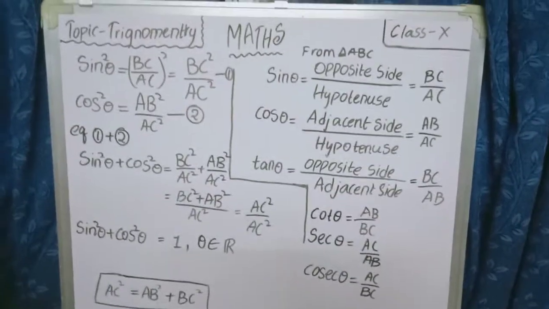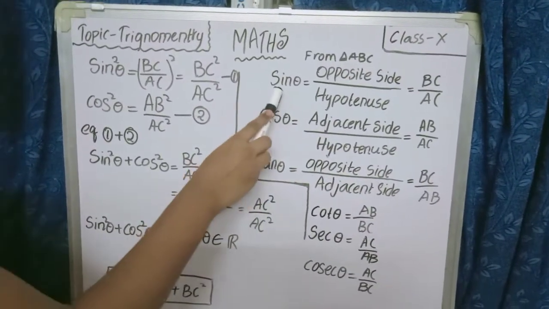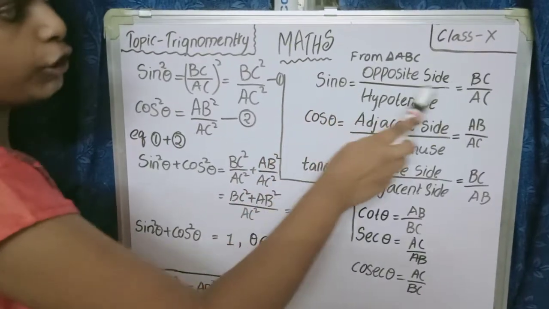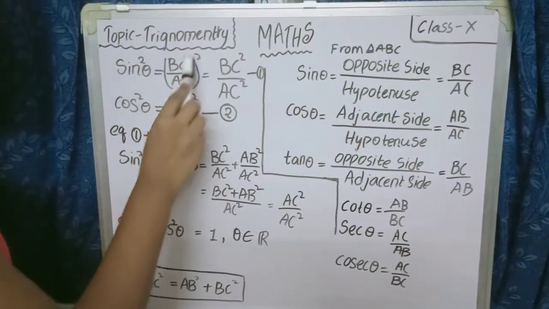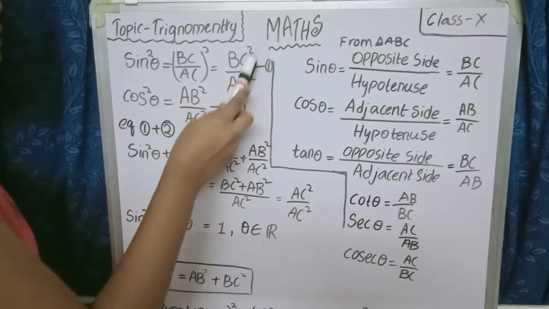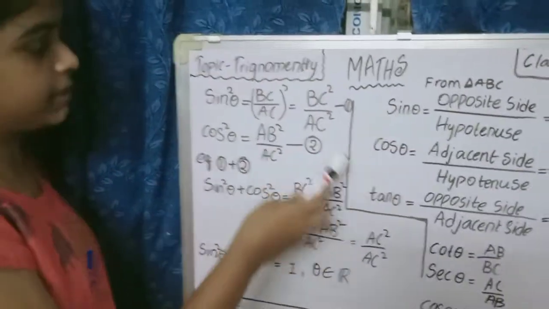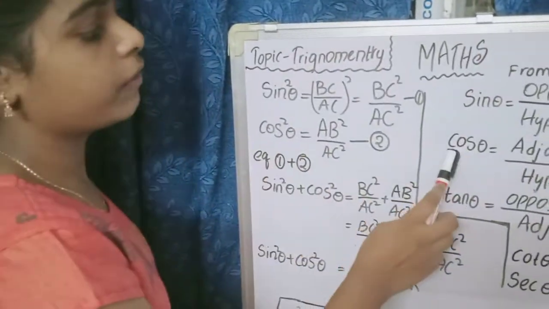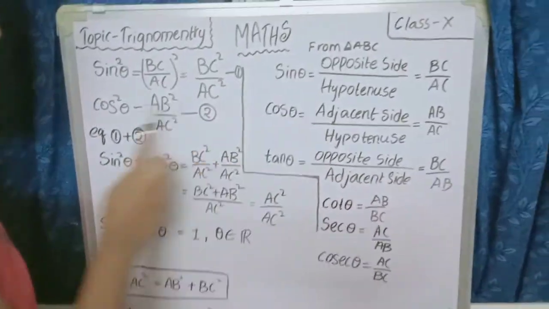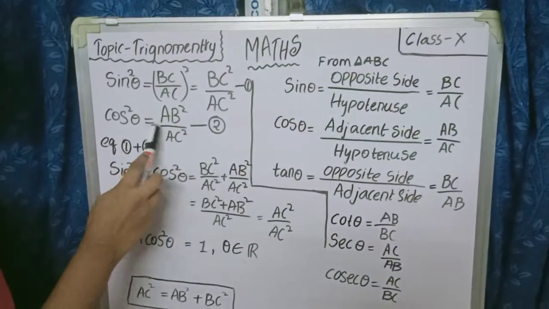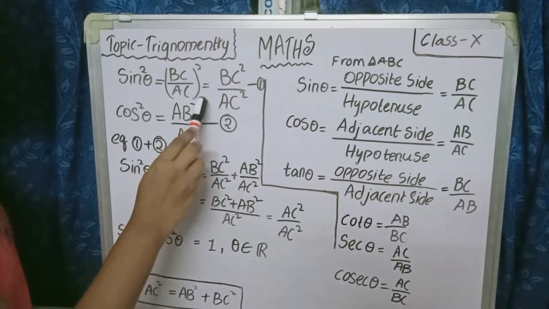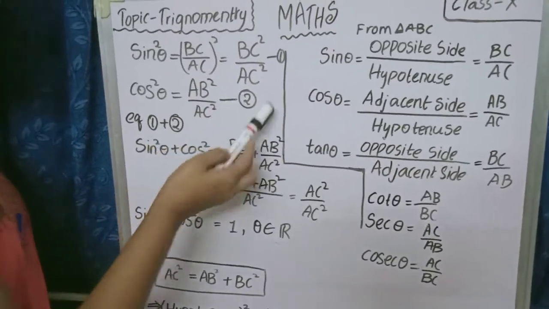Now I am squaring sin theta on both sides. Sin square theta is equal to BC by AC whole square, which is BC square by AC square. Let us consider it as equation 1. Also squaring cos theta on both sides, cos square theta is equal to AB by AC whole square, which is again AB square by AC square. Consider it as equation 2.